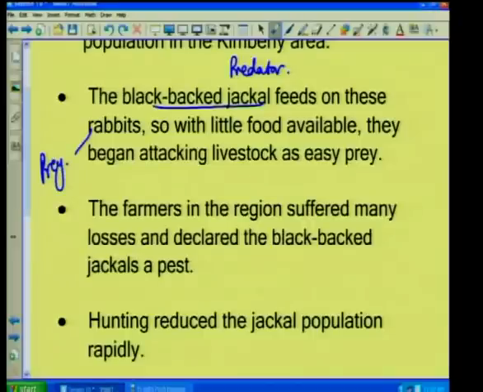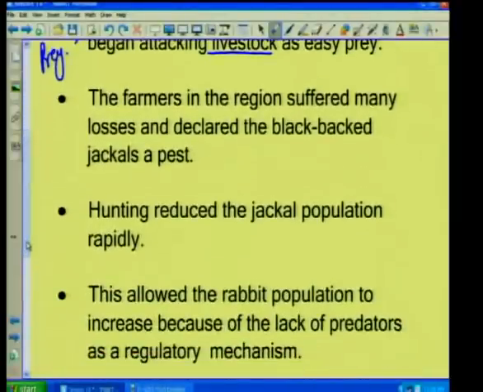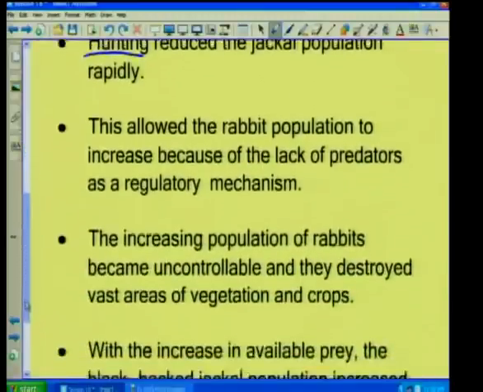So little food was available, and they began attacking the livestock. Because what must they do? They live in this area. That's their territory. There aren't enough jackrabbits. So what do they do? They look for food. And the food would be the livestock. The farmers then decided this is nonsense. They suffered huge losses, and they declared the black-backed jackal a pest. So they start hunting these poor animals, and they kill them at a rapid rate.